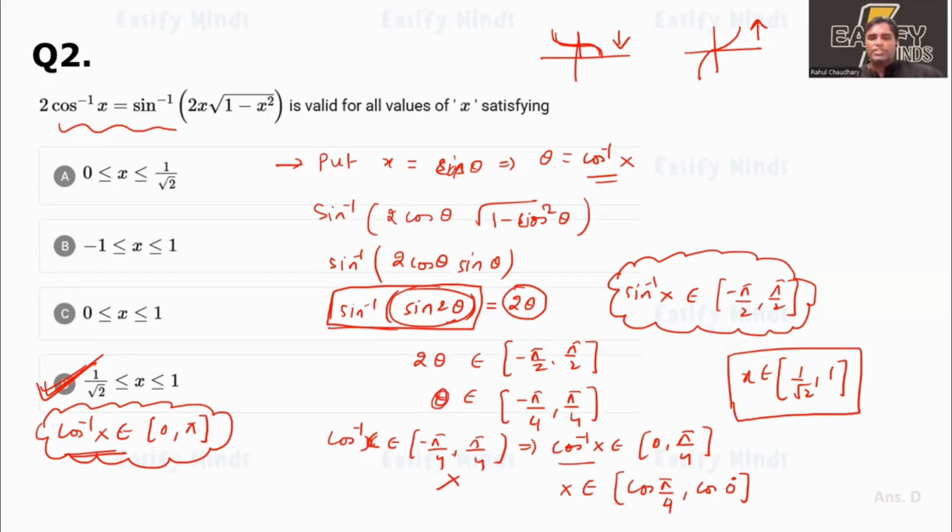Now theta is cos inverse x, so it will belong to minus pi by 4 to pi by 4, which it will not accept. Why? Because cos inverse x will belong to 0 to pi. So cos inverse x will belong to 0 to pi by 4 only for positive values. So x will belong to cos pi by 4 to cos 0, they will get replaced because cos inverse x is a decreasing function. So in this question we have 3-4 learnings. One is the range of sine inverse x, second is the range of cos inverse x, then the nature of cos inverse x and the nature of sine inverse x. Understand? So this is the value of x. I hope this is clear.